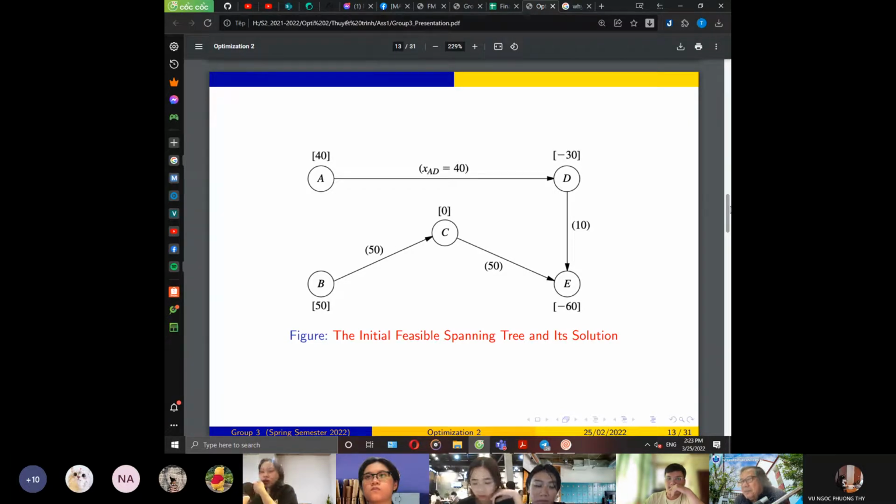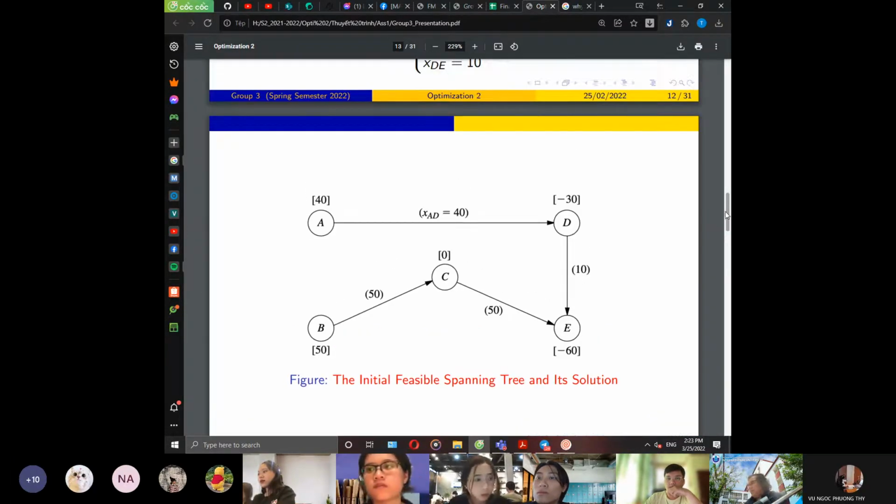So as you can see here, it's quite hard for us to understand. You have the network, and you have two figures in one slide. One is the initial network, another one is a feasible solution.